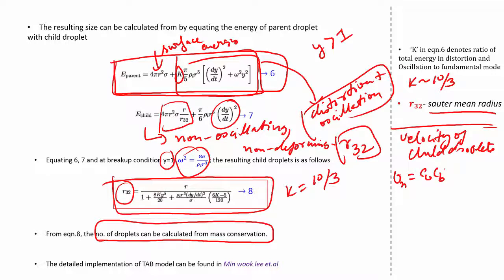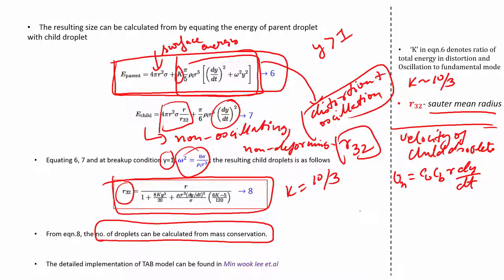Cv into, these are all constants, do not worry too much about them, dy by dt. So, it is basically that a droplet comes and meets at the equator. That is the velocity with which this goes. Okay. So, this velocity is normal to the parent drop velocity. This drop is traveling like this, right. So, this particular thing now becomes that.